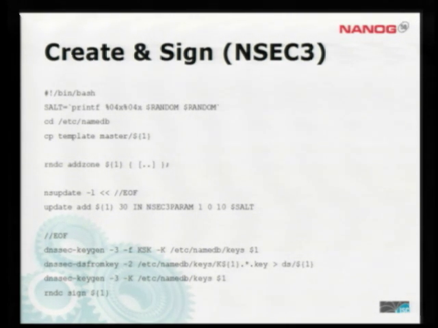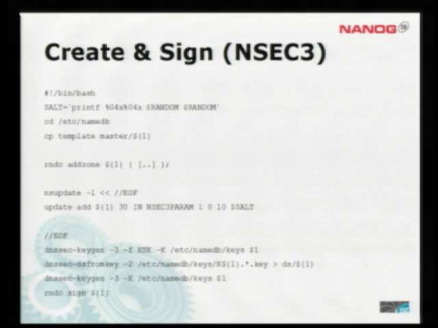There are some additional options that you need to be able to pass in. So the first thing I do there is create a variable called salt, which is going to be 2 4-byte random numbers. We then cd to /etc/named.db, copy the template file, and do the same addzone that we did before. But then we do an nsupdate that says update add zone name, TTL of 30, NSEC3PARAM, and then some information about how to generate the NSEC3 chain.